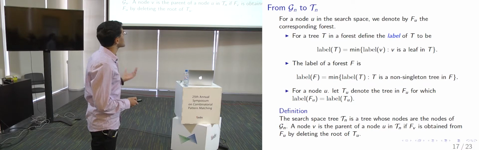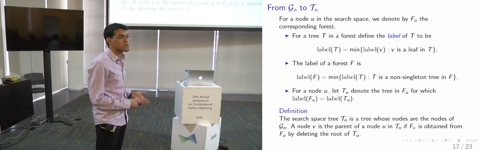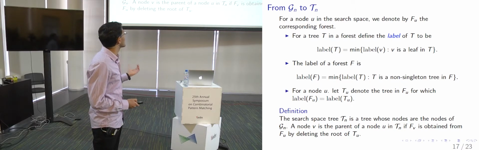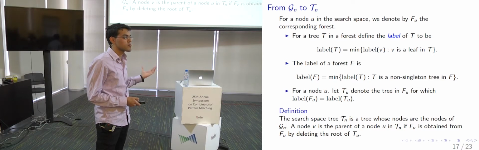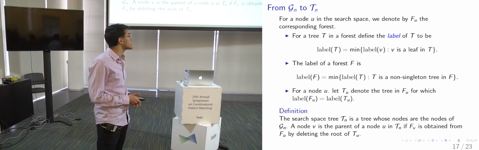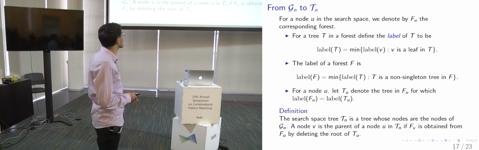For a tree in the forest, we define the label of the tree to be the minimum label of its leaves, and the label of the forest is the non-singleton tree with the minimum label. And now we also denote by TU the tree for which the label of the forest is equal to the label of this tree.